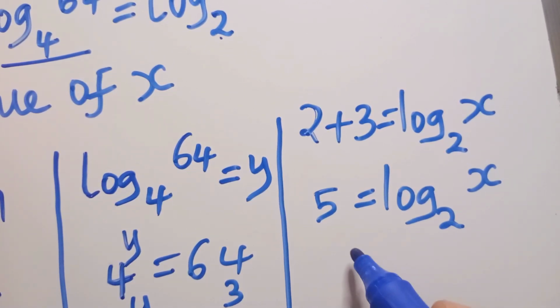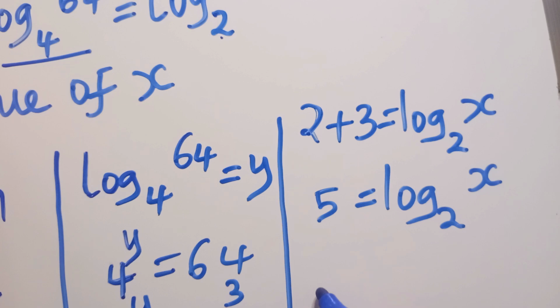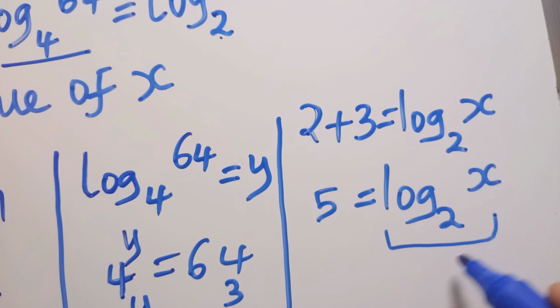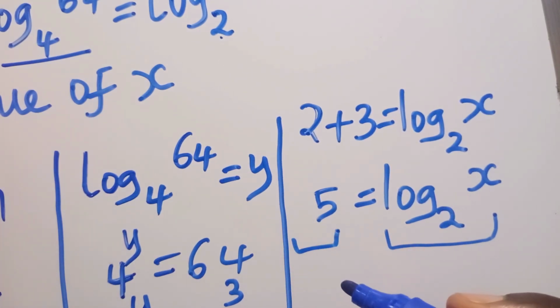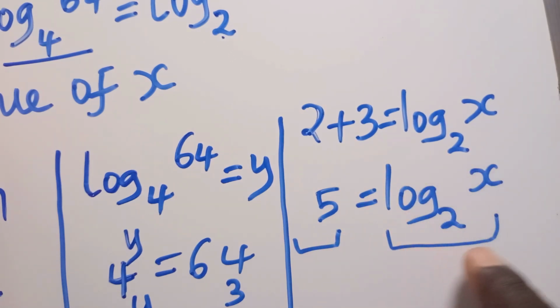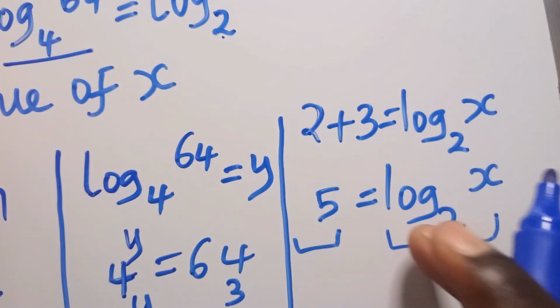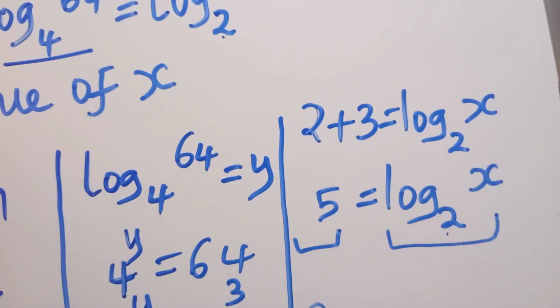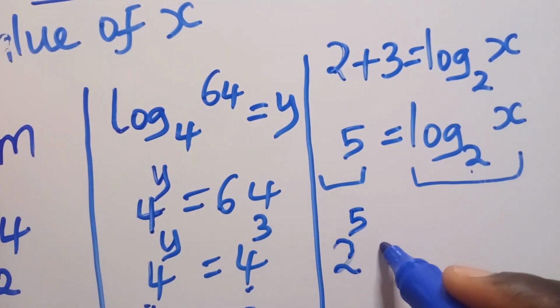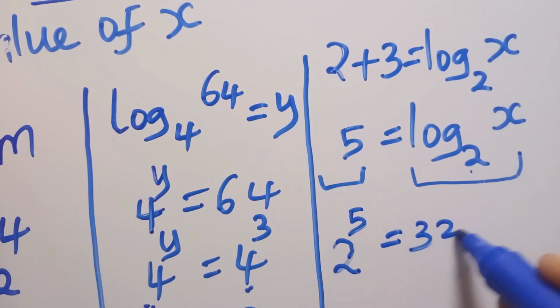Now, we need to introduce a logarithm on this side by ensuring that its base is the same as the base of this one. If we introduce a logarithm on this side, it should be of base 2, the same base as this one. Therefore, we shall have 2 raised to this 5. What do we obtain? 2 raised to 5 is 32.